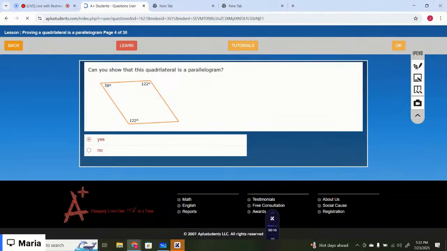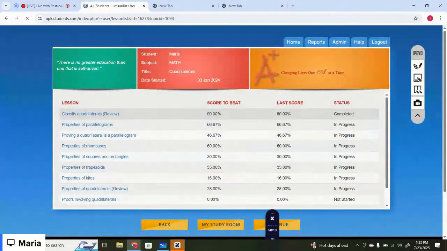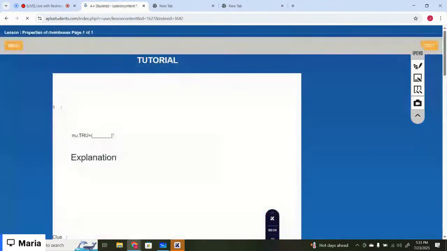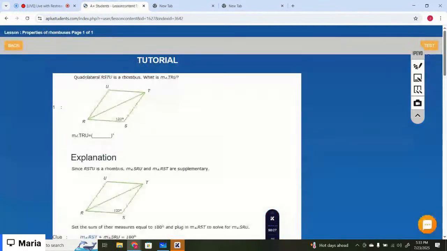Okay, you can complete the lesson by yourself later today. Let me just move on to the next lesson. Properties of rhombuses. Quadrilateral RSTU is a rhombus. What is the measure of angle TRU?